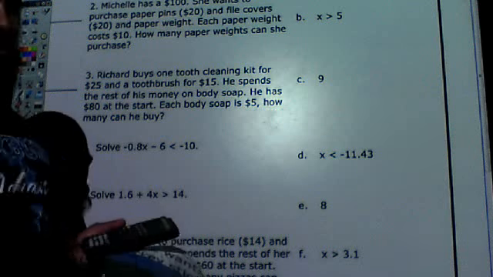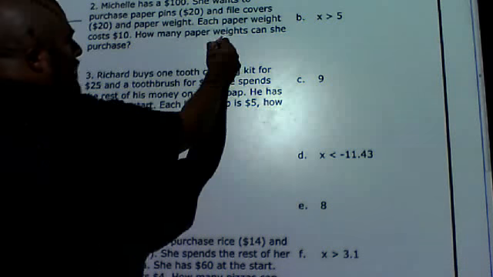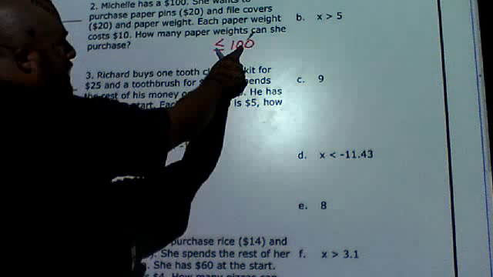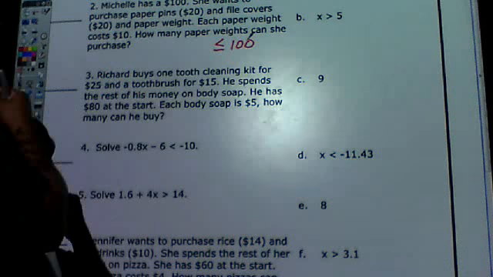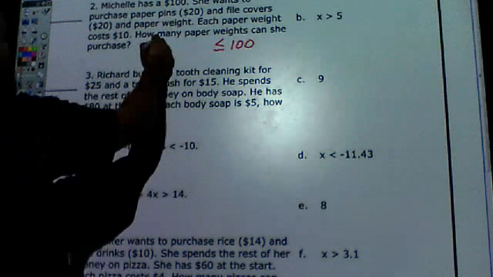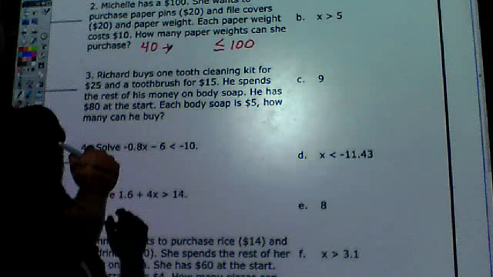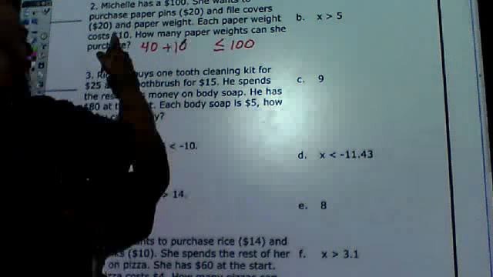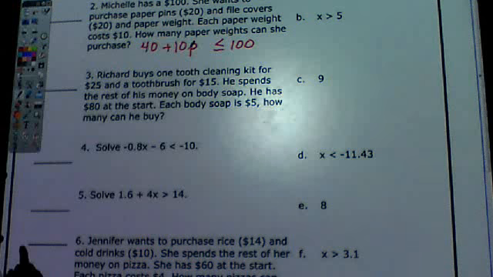So which symbol do I use? Well, whatever the amount adds to, it has to be less than or equal to $100. So whatever I have is less than 100, but also can equal that. Well, let's see, go back. She wants to purchase paper pens, which are 20, file covers, which are 20. So if I already spent, I know I gotta spend $40. And this is what I don't know, paper weights. I know that they're $10, and I don't know how many I'm going to use here. So now I need to figure it out.